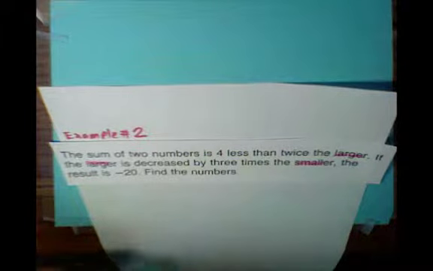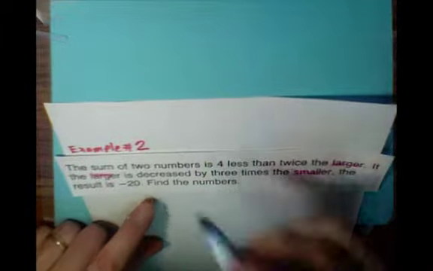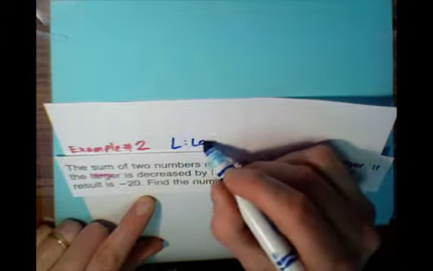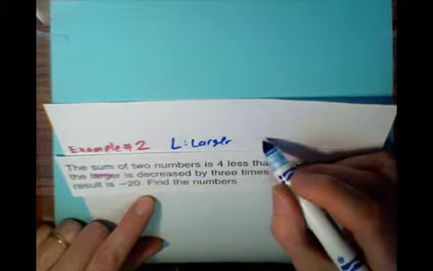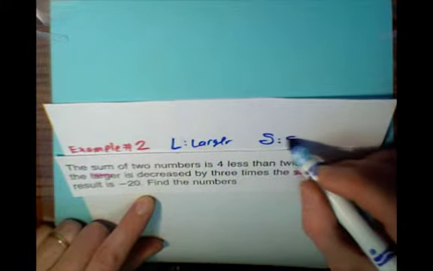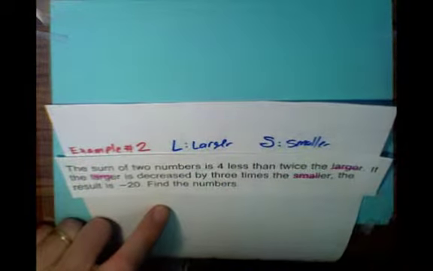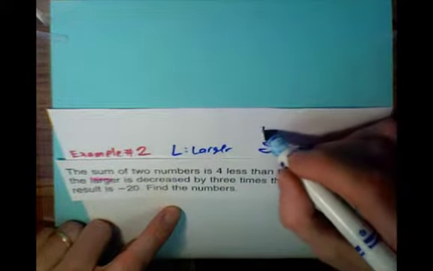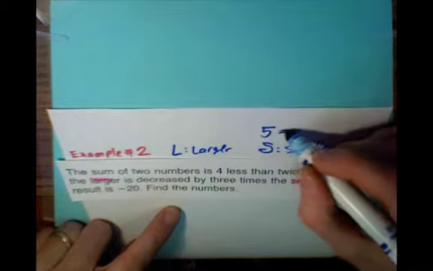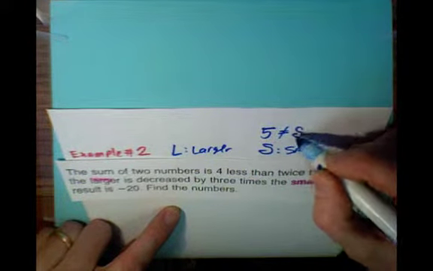So in this case, we're going to use letters that make sense. We'll have L represent the larger, and S represent the smaller. Be careful that your letter S does not look like a 5. There's a 5, and here is my letter S. I'm going to make it extra curly, so it looks like a letter.